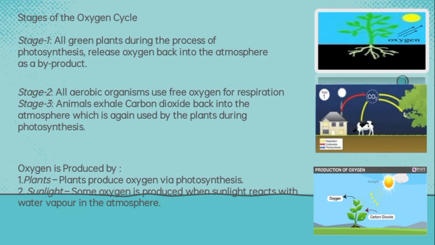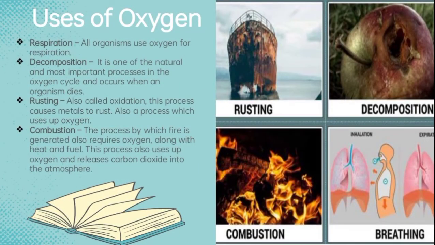Next one is sunlight. Some oxygen is produced when sunlight reacts with water vapor in the atmosphere. So sunlight also produces oxygen. Some oxygen gas is produced when the sunlight reacts with water vapor in the atmosphere. And now, let's proceed to the uses of oxygen.